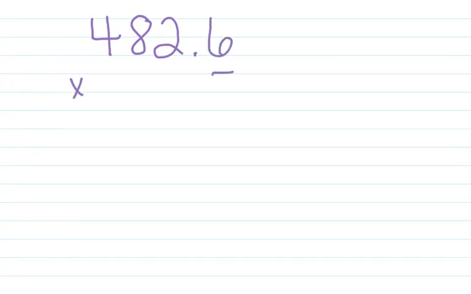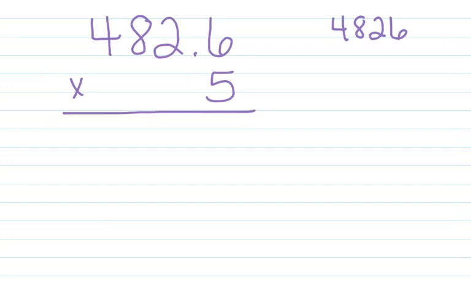Alright, let's try another one. 482 and 6/10 times 5. Alright, here we go. Remember, I'm forgetting right away that there's even a decimal, and I'm just going to think about this as 4,826 times 5. That's how I'm going to solve it. So 5 times 6, then 5 times 2, then 5 times 8, then 5 times 4.